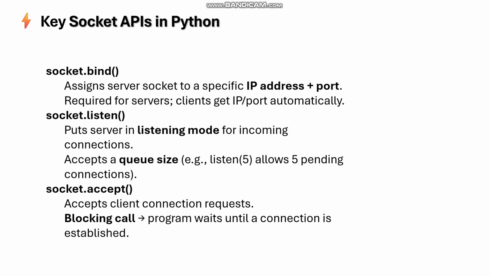Key socket APIs in Python. These are the key socket APIs. Socket.bind assigns the server socket to a specific IP address plus port, and it is required for servers. Clients get an IP and port automatically.